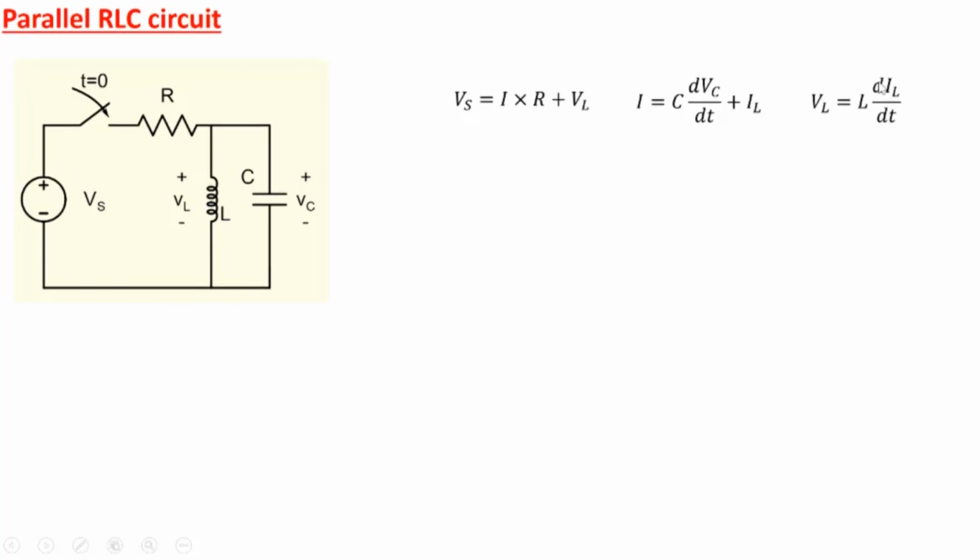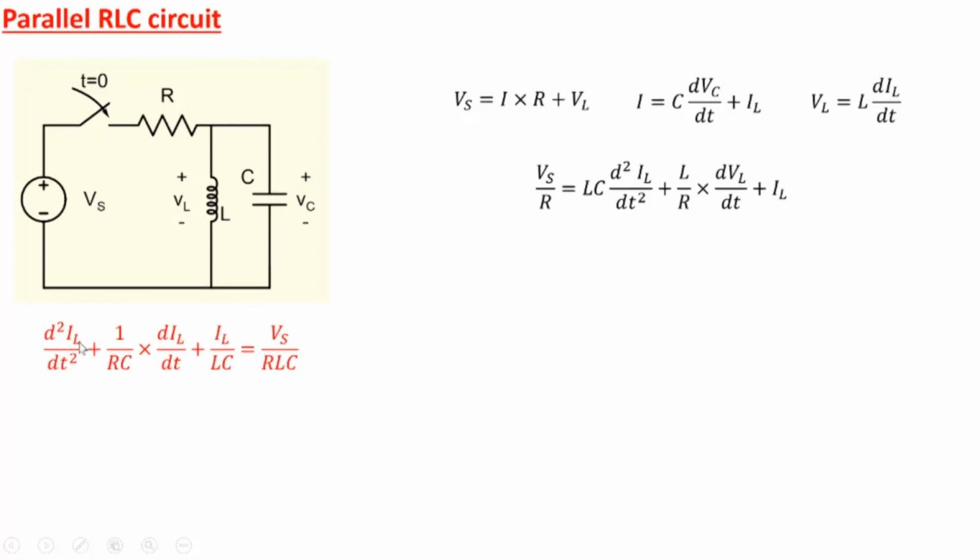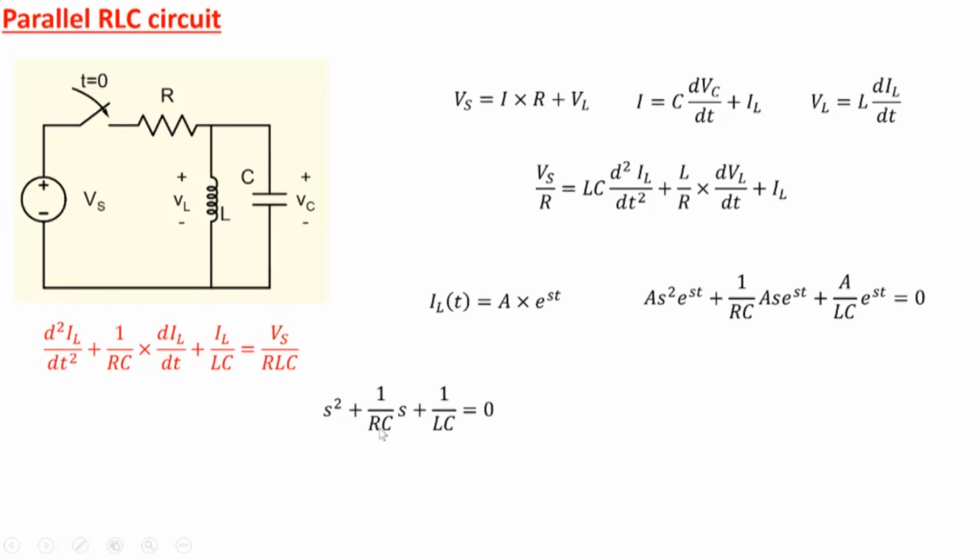So VL equals L di by dt here. We combine these equations and we will get this second order differential equation, which we can also write in this form, similar to the series RLC circuit, but note we are writing in terms of IL, the current here. We can try a solution of the form e to the power st. We'll get this quadratic equation, and similarly the roots of the quadratic equation will be here.